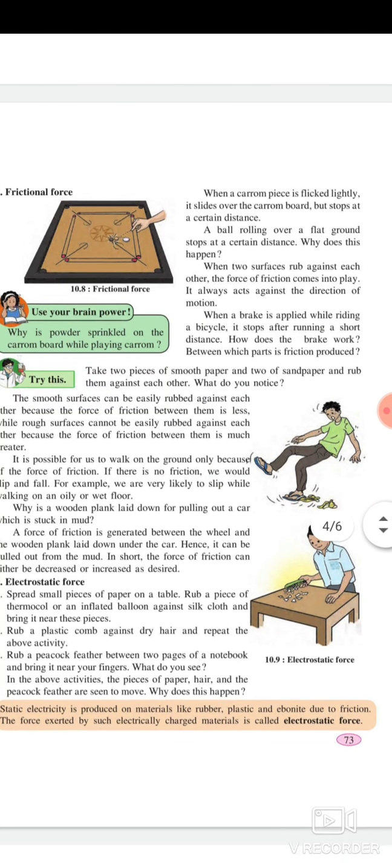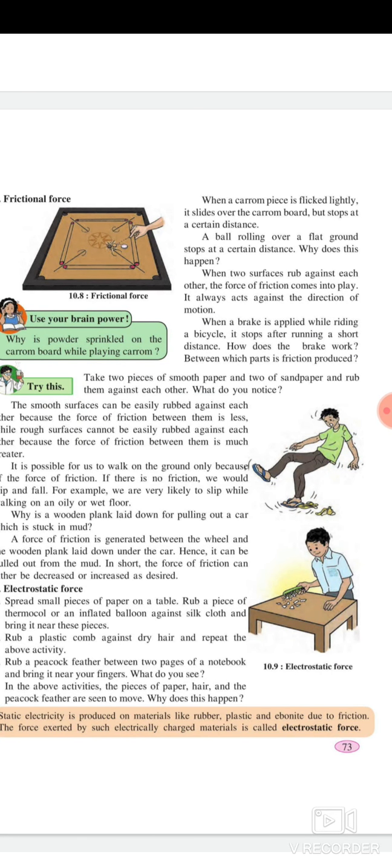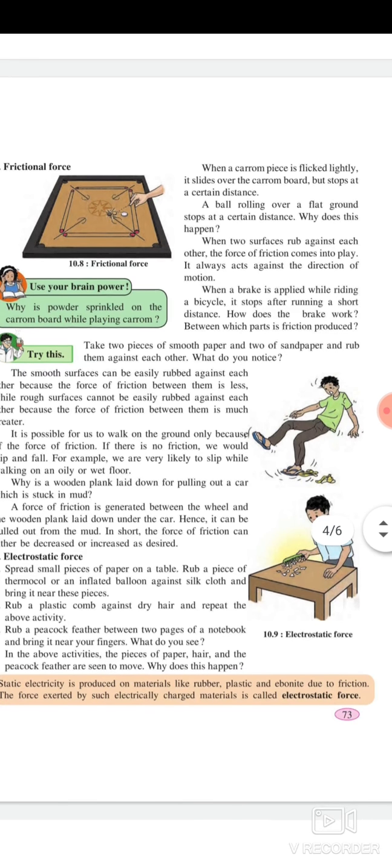When a carom piece is flicked lightly, it slides over the carom board but stops at a certain distance. A rolling ball over flat ground stops at a certain distance. Why does this happen? When two surfaces rub against each other, the force of friction comes into play. It always acts against the direction of motion.